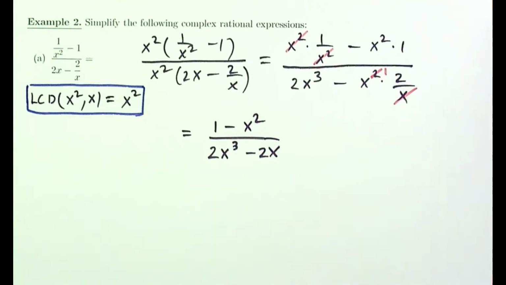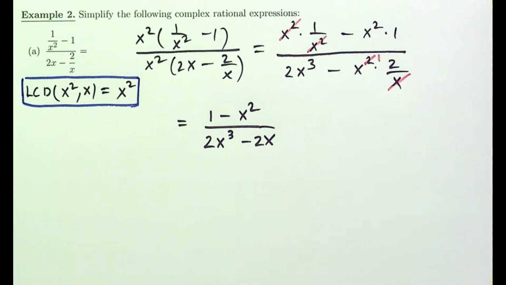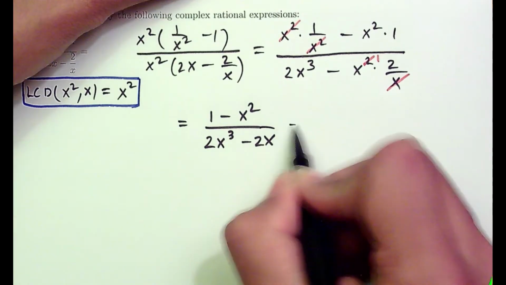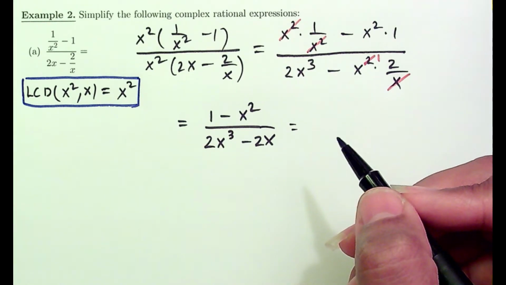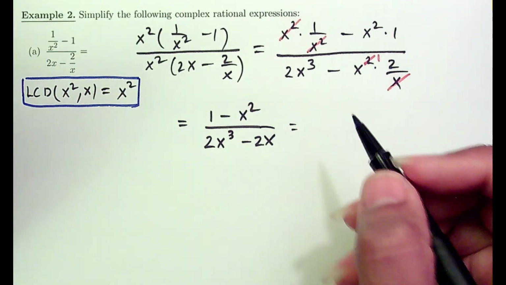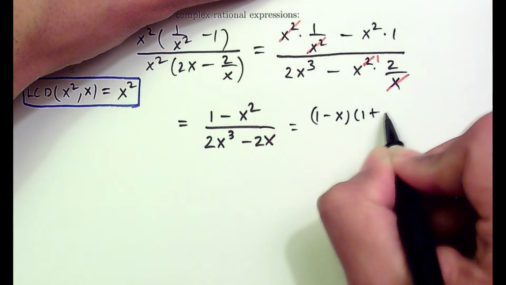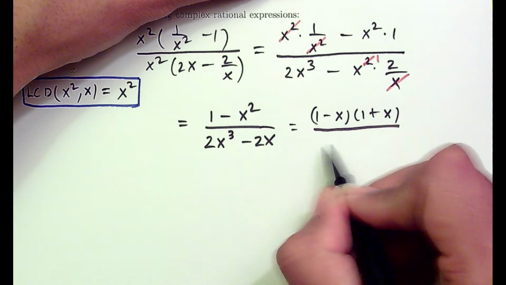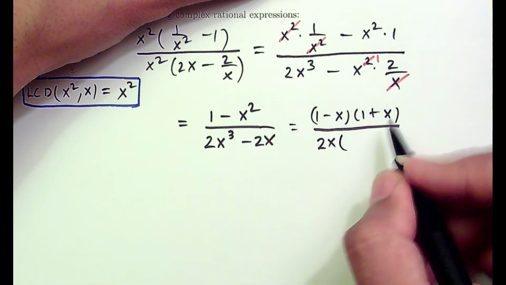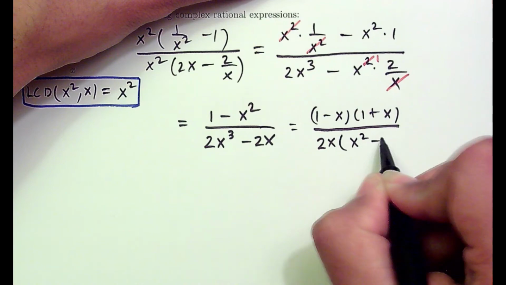And then we have to think whether that is simplified as much as possible. Can we keep going and simplify this a little bit more? Well, we don't know, but we should try. And remember how you simplify rational expressions. All you have to do is factor as much as you can and cancel if there's anything repeated, and that's it. So factor in the top, that's the difference of squares. 1 minus x, 1 plus x. And the bottom, the GCF is 2x. And if I factor out a 2x, what do you get? You're going to get x squared minus 1.